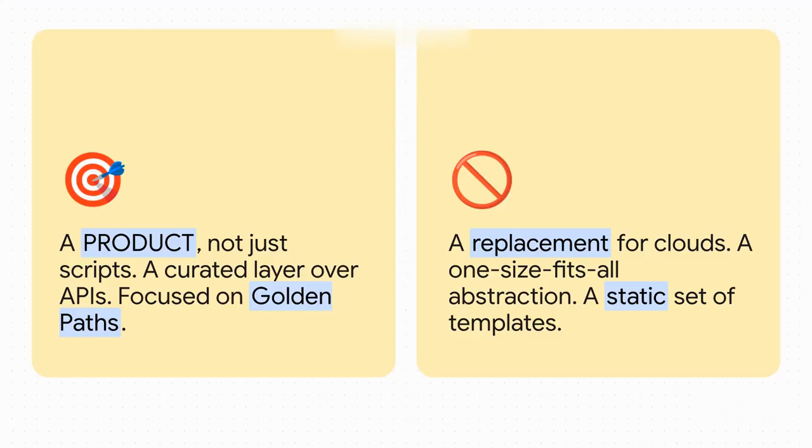Now, this is a super crucial point to get right, understanding what an IDP is and what it isn't. It is a product for your internal customers, your developers. It's not just a collection of wiki pages and shell scripts. It's a curated layer that sits on top of the cloud APIs. It's not some rigid, one-size-fits-all thing that tries to replace them. It's really focused on creating those golden paths for your most common workflows.